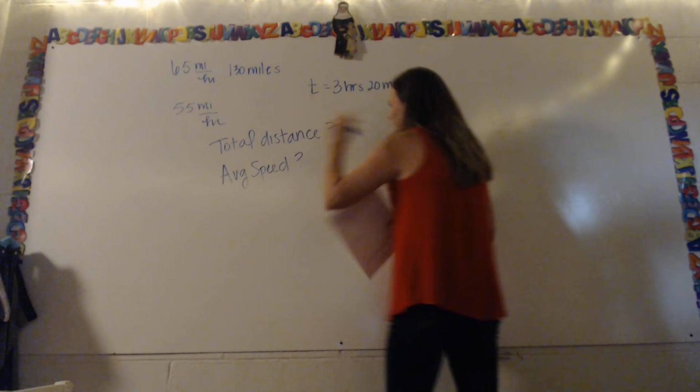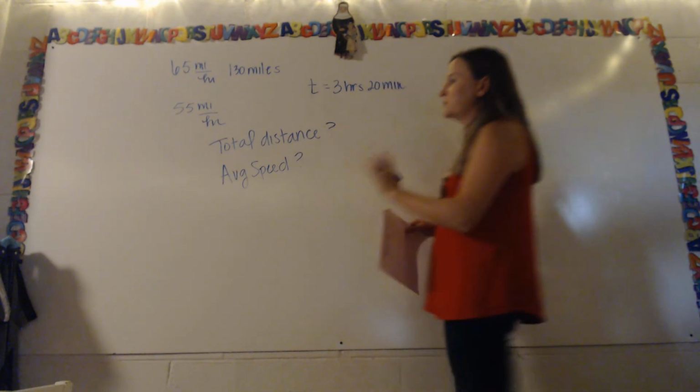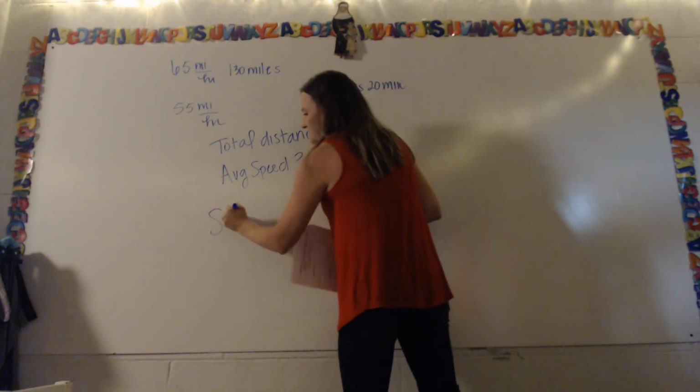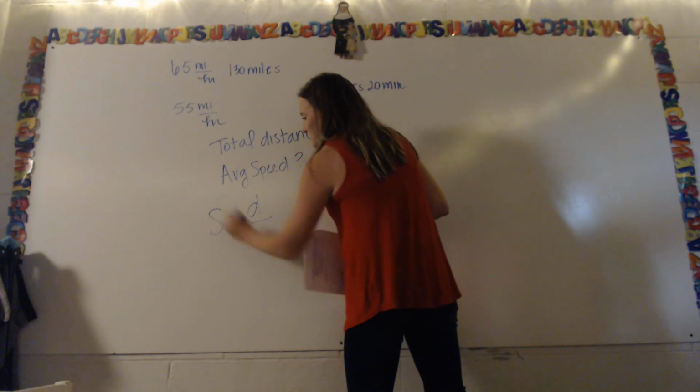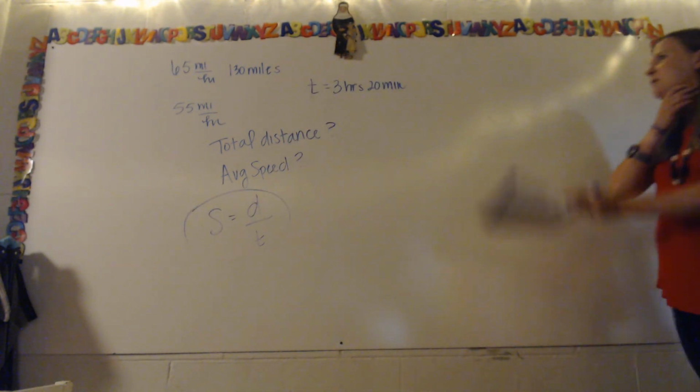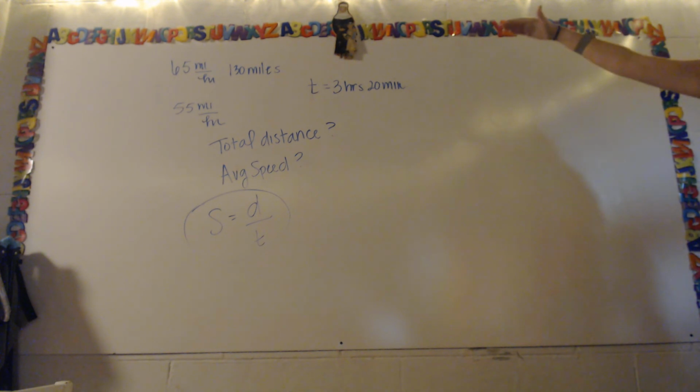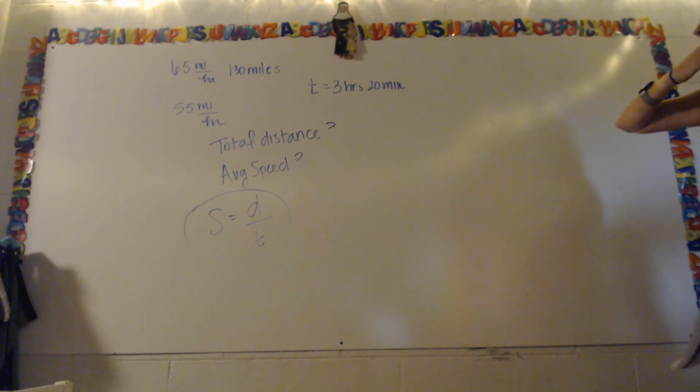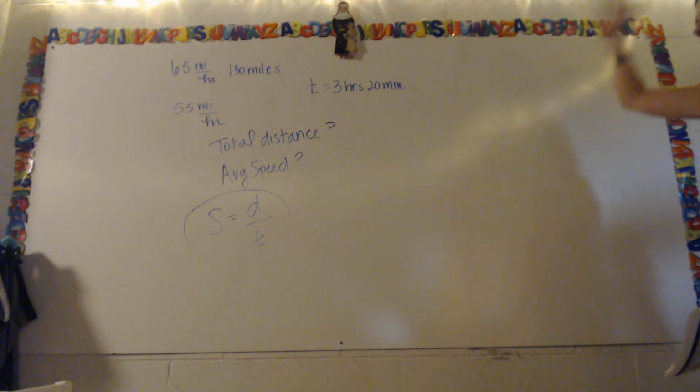Okay, so there's nothing about velocity in this problem. We are using one equation and one equation only, and that is that speed is distance divided by time, which is a very simple equation. However, this problem is a little bit more involved because you're going one speed, then you're going another speed, and so they want us, again, to find the total distance and our average speed.